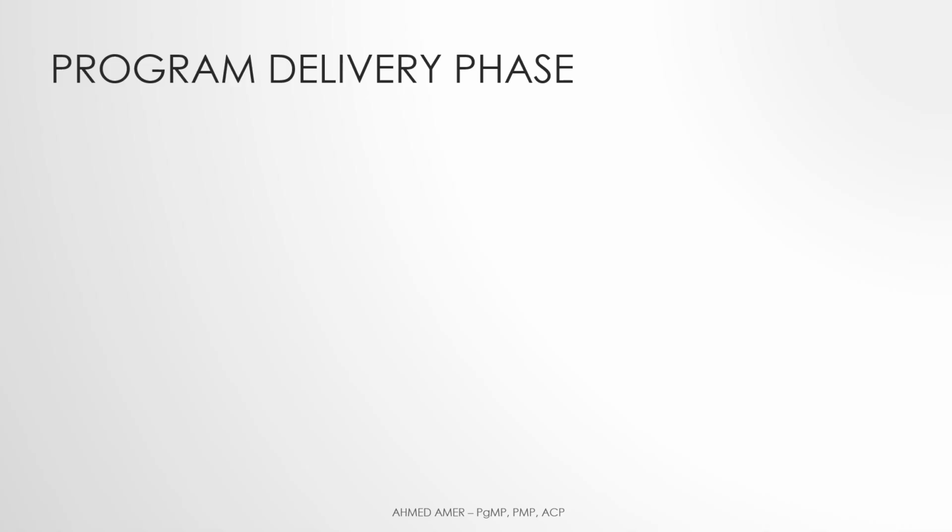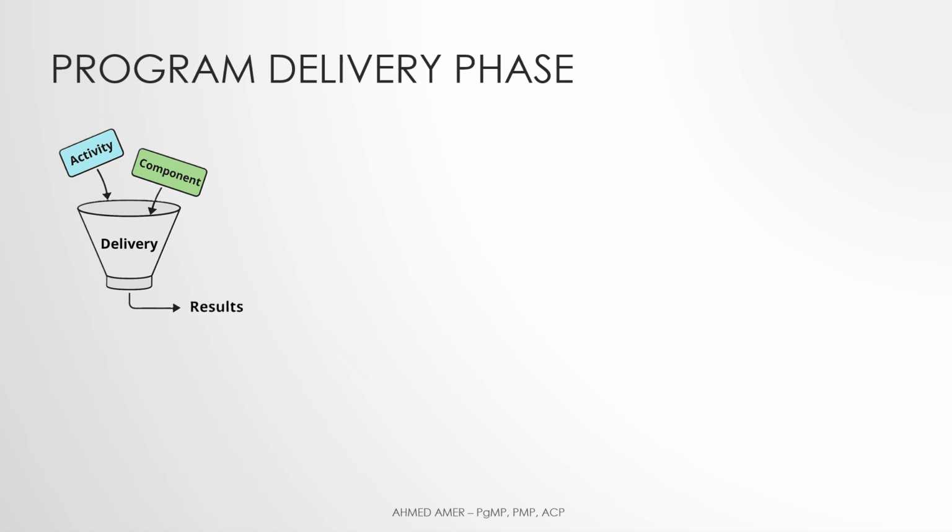Let's talk now about the second phase of the program's life cycle. You may think of the program delivery phase as a container that has all the required activities leading to produce the intended results of each component in accordance with the program management plan. Since these results are integrated into the program to achieve its planned benefits, it makes sense to look at the delivery phase in an iterative way.